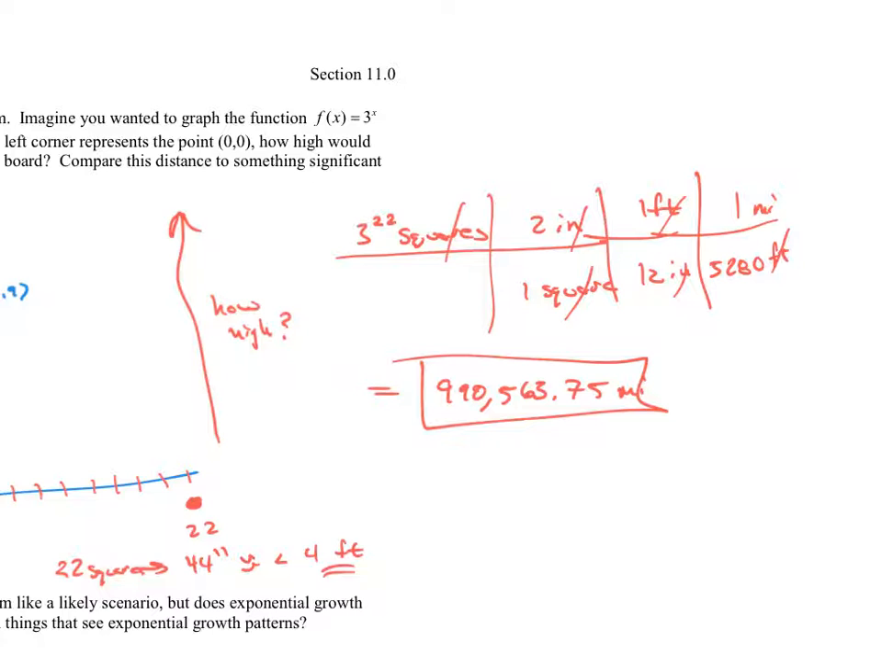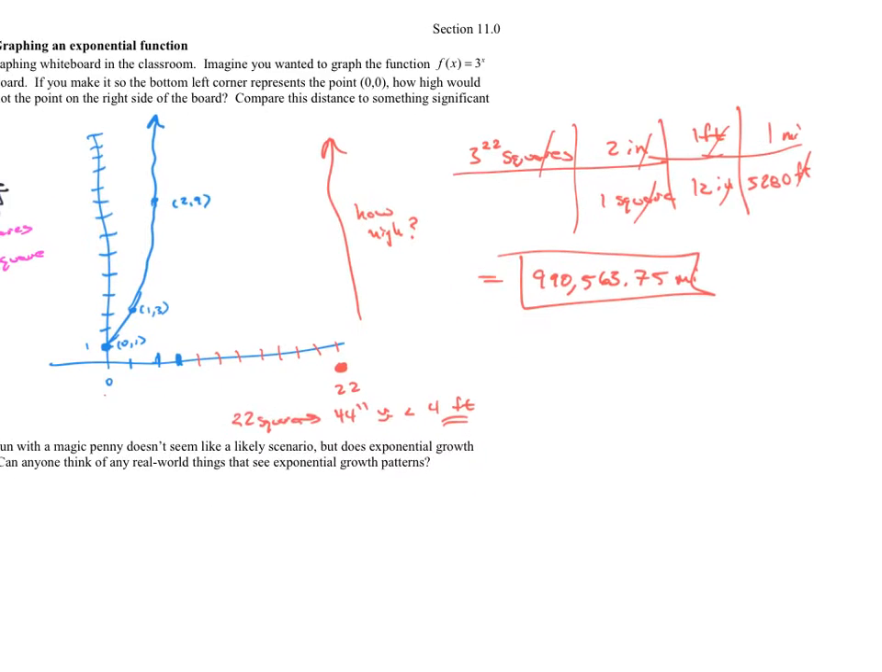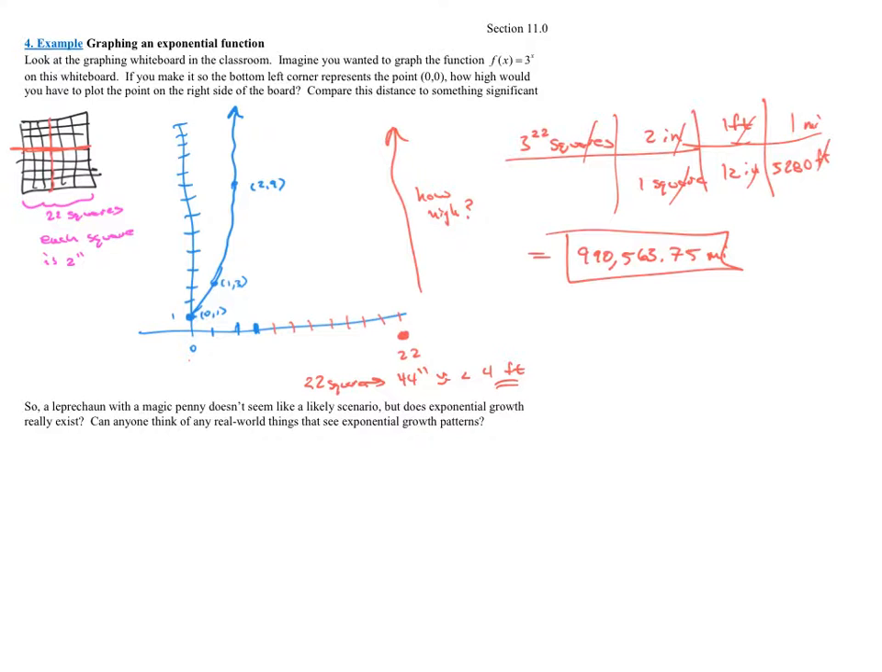Exponential growth is extremely scary. If you don't stop it, if it's not naturally contained, if you don't quarantine it, it can wipe out entire populations, or at least infect entire populations. These ideas of exponential growth are scary real. And that's why I had you look at the next one. It says, so a leprechaun and a magic penny doesn't seem like a likely scenario, but does exponential growth really exist? Can anyone think of real-world things that see exponential growth patterns?